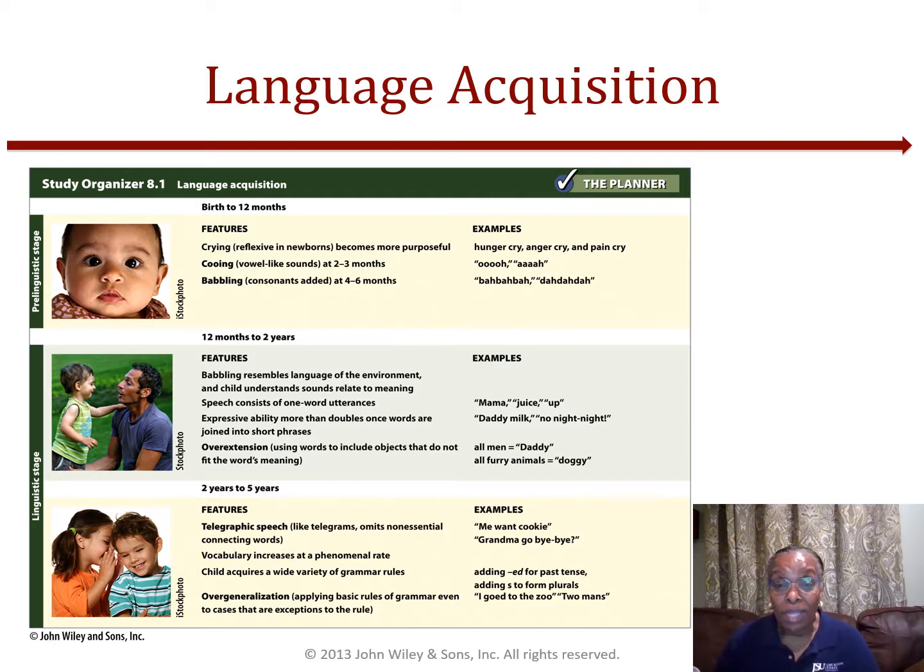They'll apply the basic rules of grammar, but in some cases they might say, well, I go to the zoo. Instead of saying I want to go to the zoo, I goed. So they'll change it up because they're not quite sure of how to speak correctly all the way yet. It's a learning process, just like with everything else.